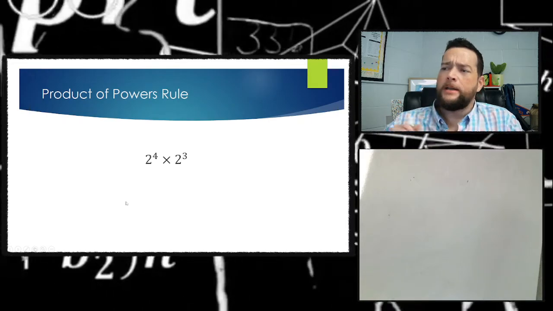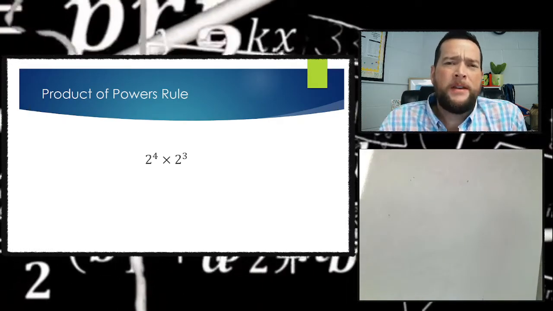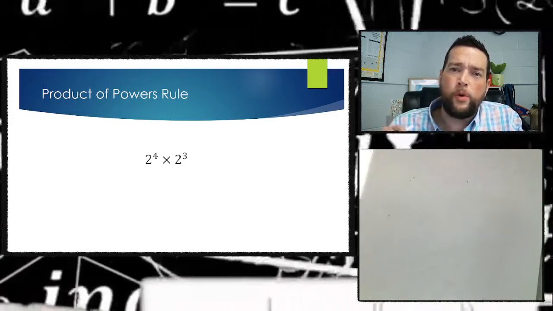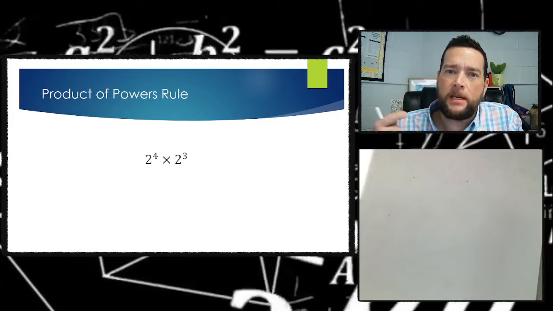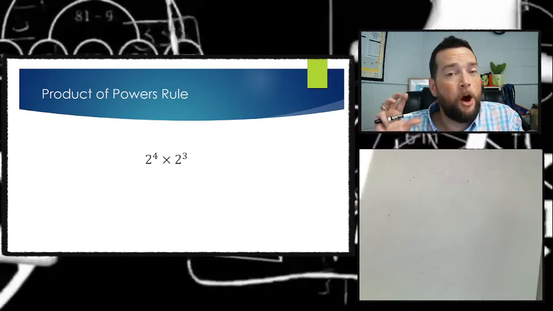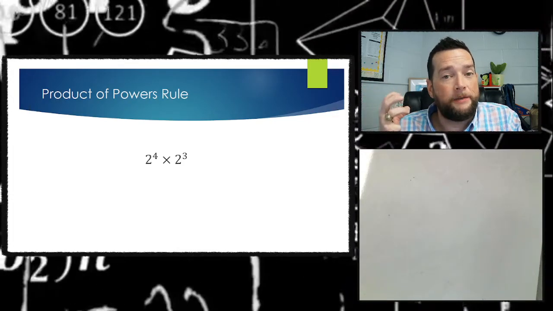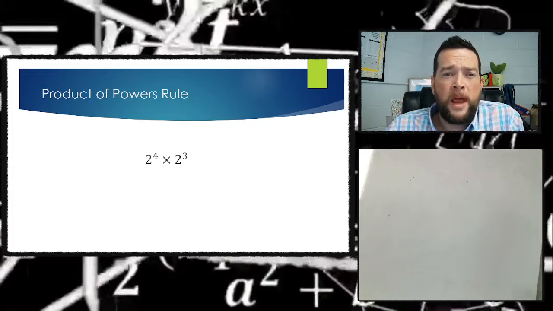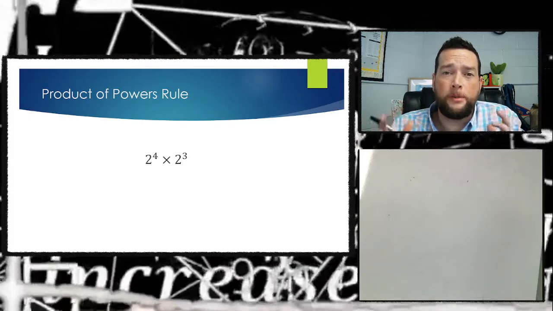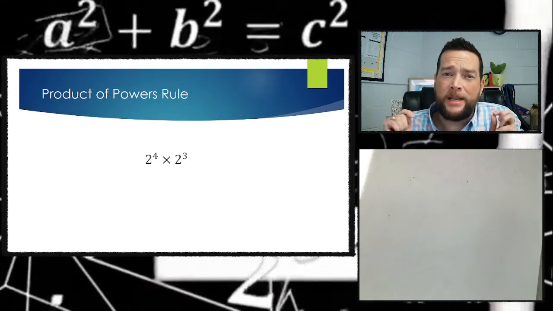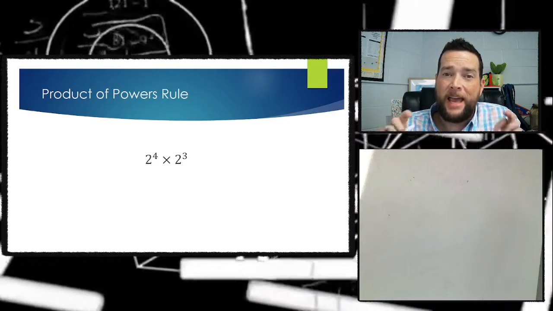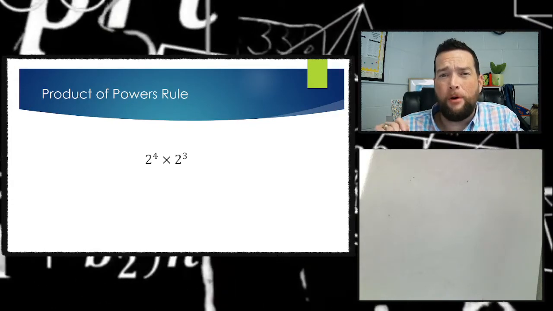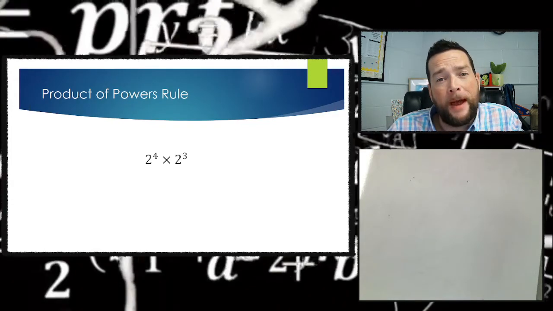And we're going to see this first example. This is going to be the product of powers rule. And before I give you the rule, I want to see if we can make some discoveries on our own to help us, when we learn the rule, kind of solidify the rules into our brains. So we have a situation right here where we have two exponents multiplied by each other. And I notice that each exponent has the same base, 2. All right, we've got 2 to the power of 4 times 2 to the power of 3.